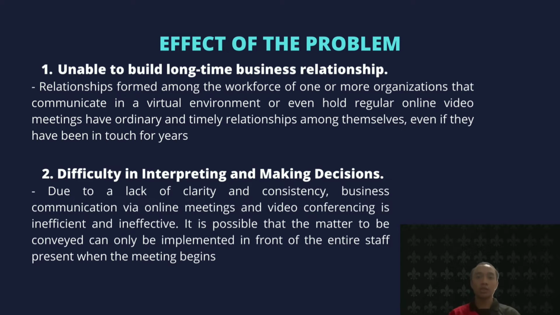The second one is difficulty in interpreting and making decisions. Due to a lack of clarity and consistency, business communication via online meetings and video conferencing is inefficient and ineffective. It is possible that the method to be conveyed can only be implemented in front of the entire staff present when the meeting begins. Employees do not always take the topics they want to discuss in online meetings seriously.